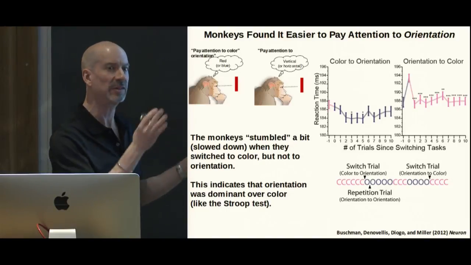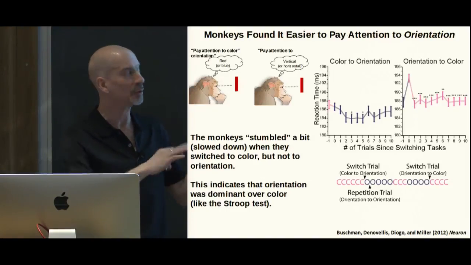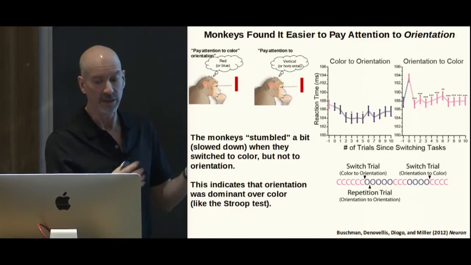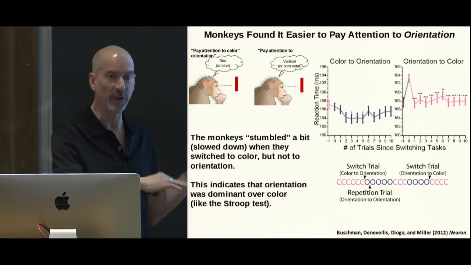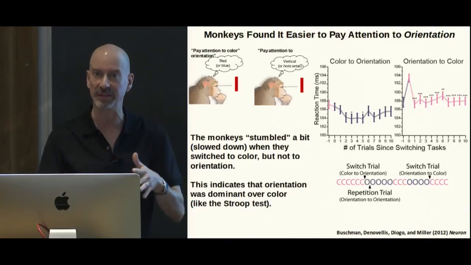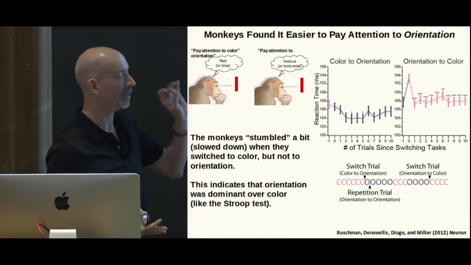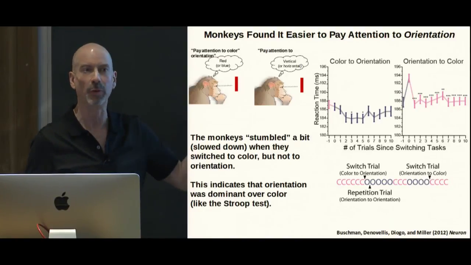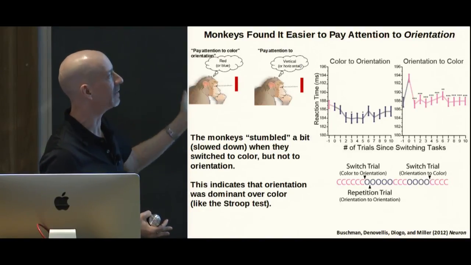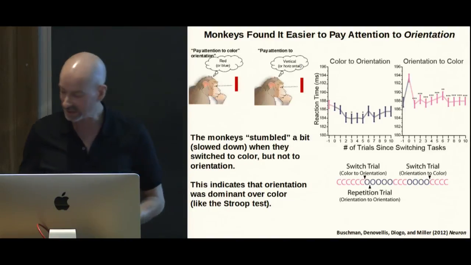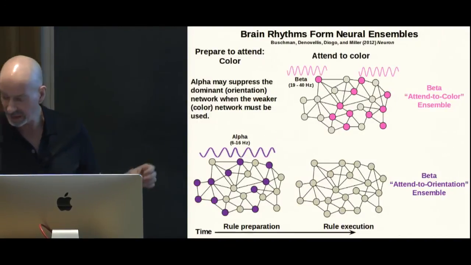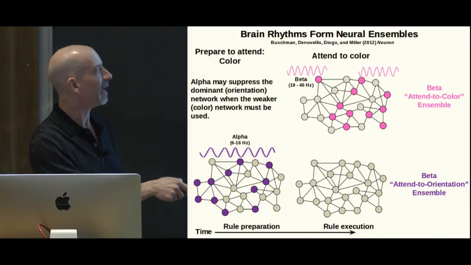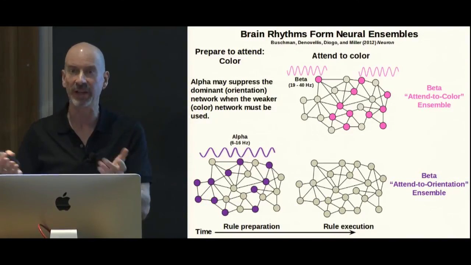This is an analysis of an experiment we did years ago. I'm not sure, but I predict if we retrained the monkeys, we could switch this by just changing the details of the stimulus. But with the stimuli we happened to use, the monkeys found it much easier to pay attention to orientation than color. So what this suggests to us is that what alpha is doing is alpha is the orientation. Remember, the monkeys found it easier to pay attention to orientation than color.